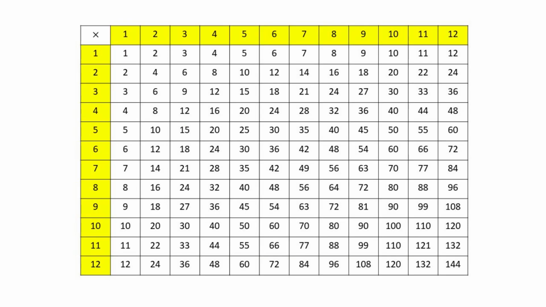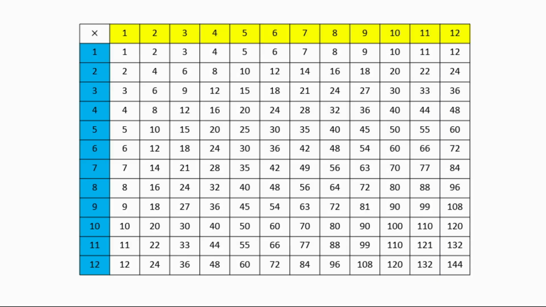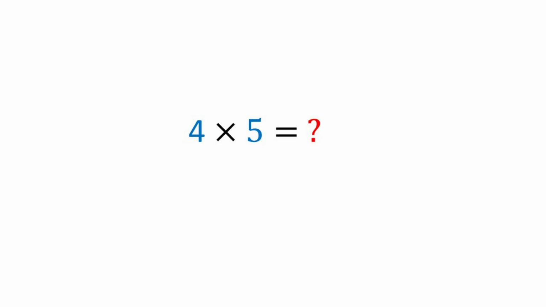Next, show students a second way to find a product. Tell them they can multiply a factor listed on the top of the table by a factor listed on the side. Have them use this second way to find 4 times 5.